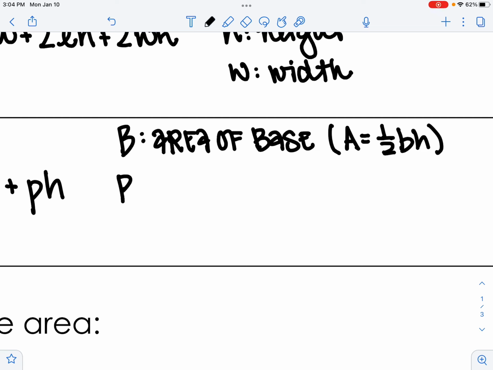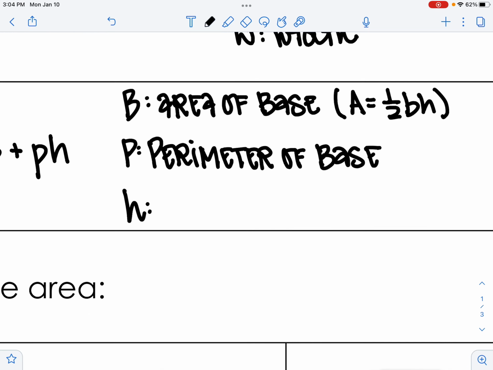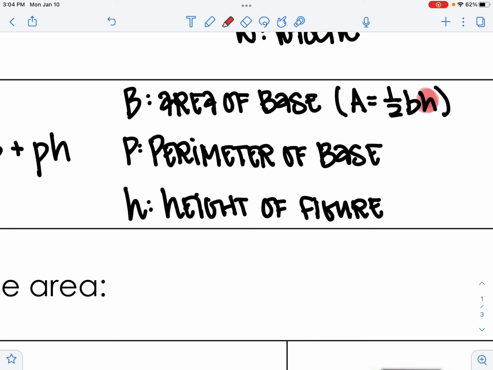The P stands for the perimeter of the base. So we just add up all of those sides of the triangle. And then the last one is the height of the figure. Now, what's confusing here is you first have to recognize that there are two H's involved. One of the H's is in the formula for the area of the base, but that's strictly the height of the triangle. This H right here is how high the figure is.